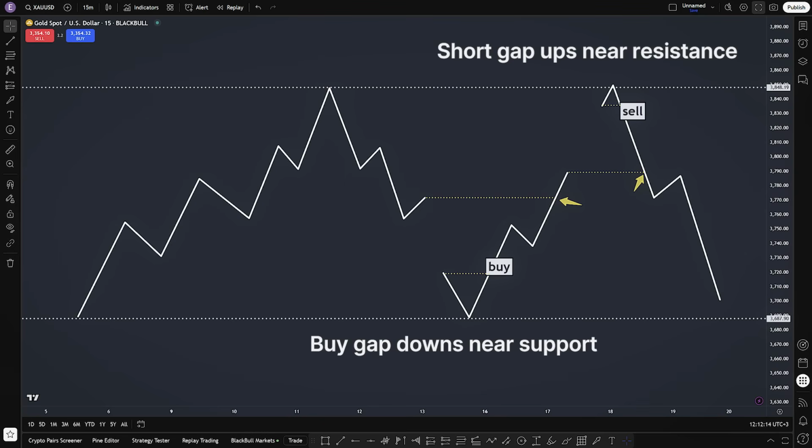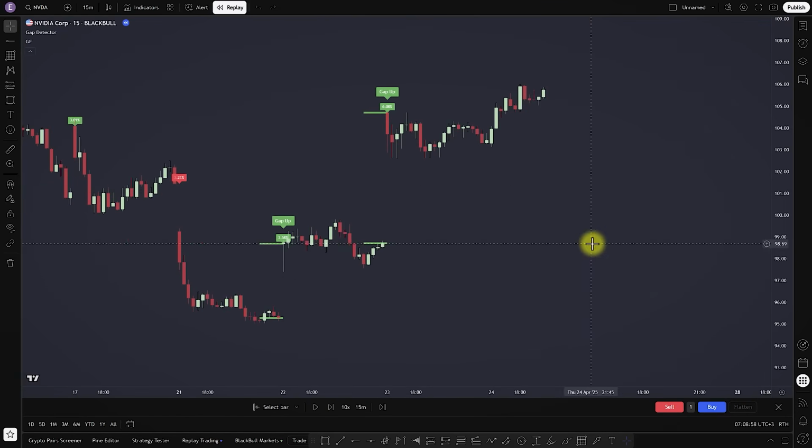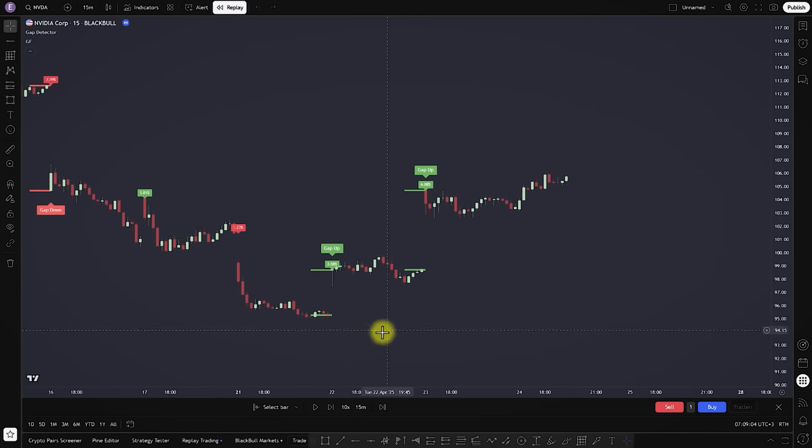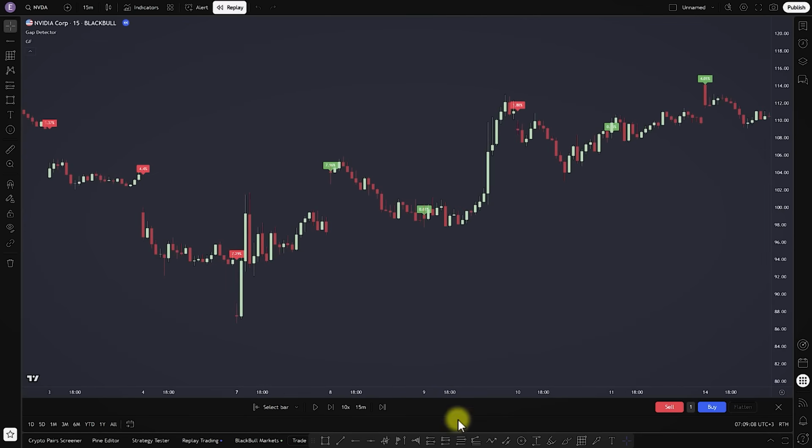Buy gap downs near support. Short gap ups near resistance. And I'll use the box edges as targets. Gap fills often happen faster than you expect. Morning gaps frequently fill before lunch, especially in high volume stocks. That's why I wanted this indicator, to ensure I won't miss these quick scalping opportunities. So the strategy is simple.